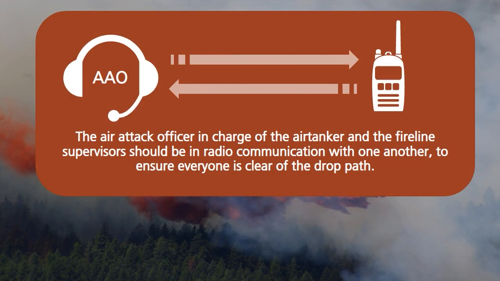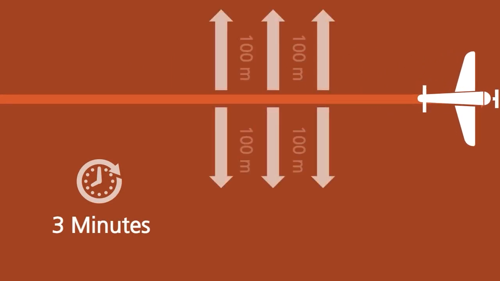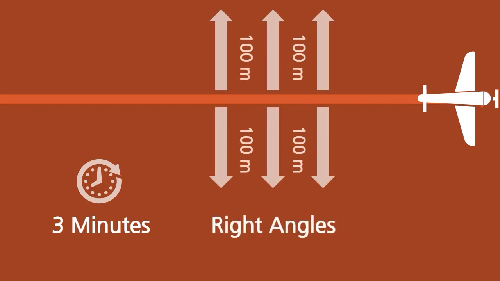The air attack officer in charge of the air tankers and the fireline supervisors should be in radio communication with one another to ensure everyone is clear of the drop path. If the lead aircraft flies overhead of you with the yelp siren on, that means the air tankers will drop along the same path within 3 minutes. You should clear the drop path for at least 100 meters at right angles to the drop path.